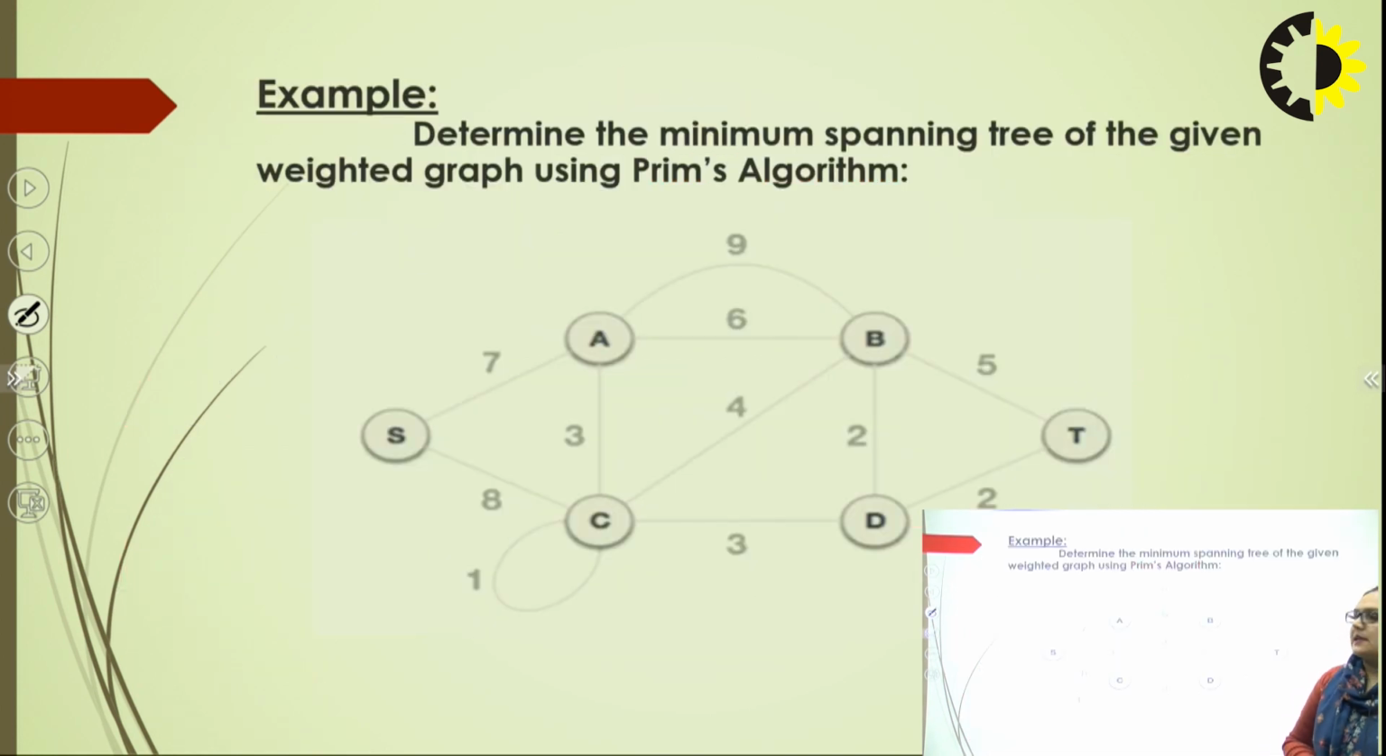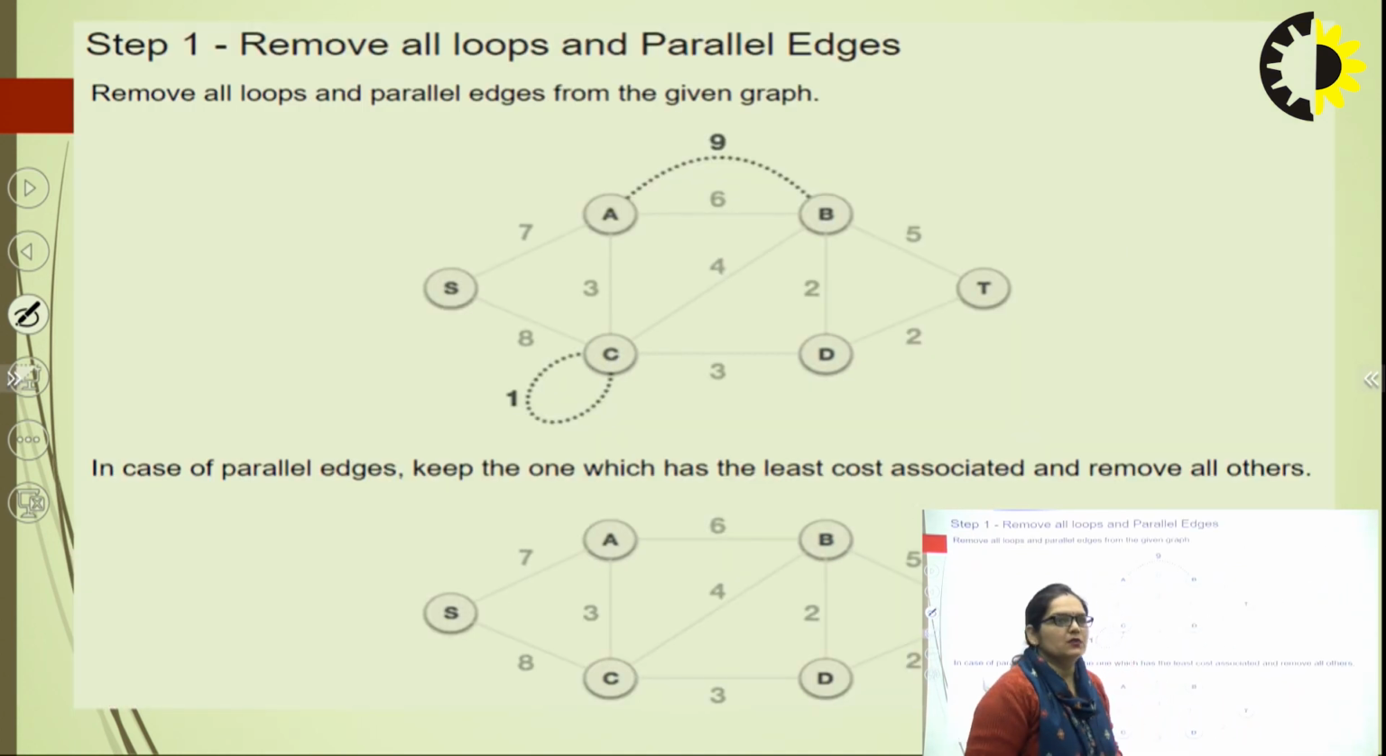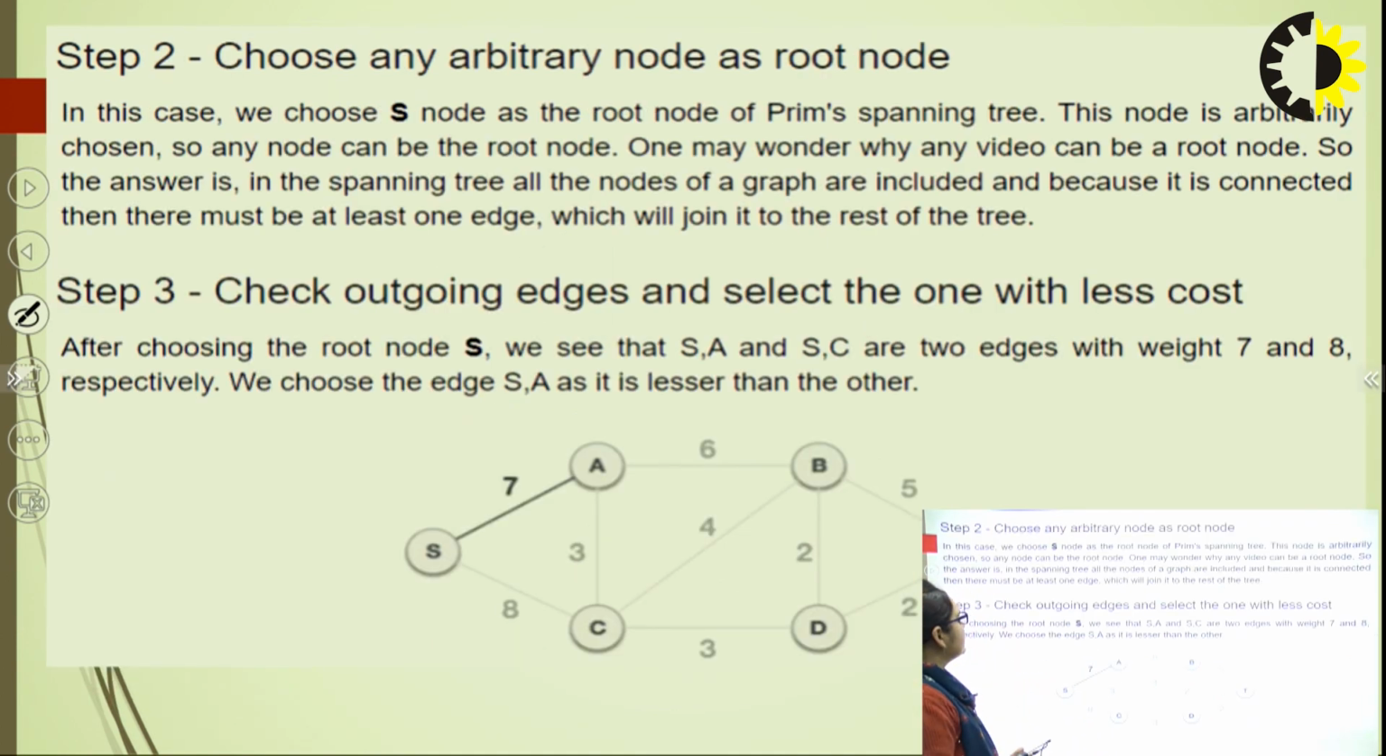So let us discuss it with an example. We have considered the same example as we considered in Kruskal's algorithm. So the first step will be the same. You have to remove the cycle and the parallel edge. Then after removing the cycle and parallel edge, you have to choose any node as a root node. So here we have considered the node S as a root node. So this is the starting node, or root node, of the minimum spanning tree.